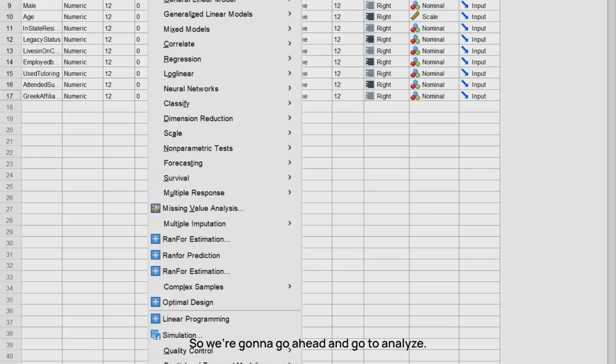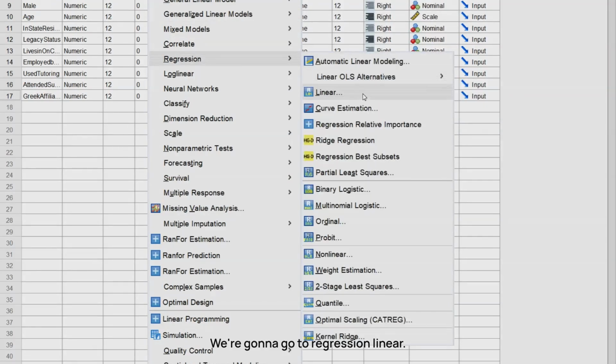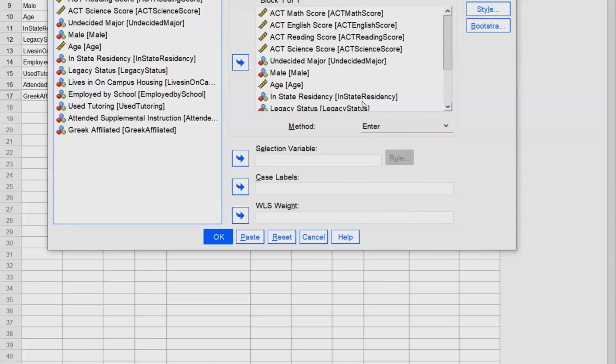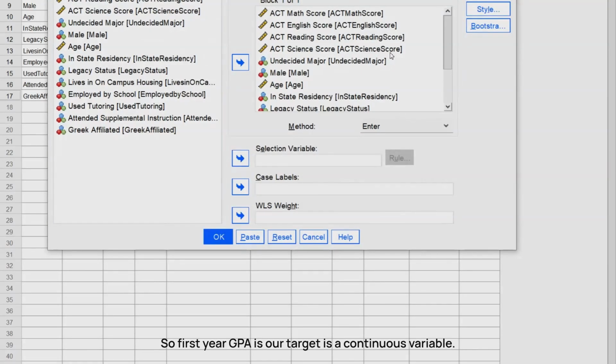So we're going to go ahead and go to analyze. We're going to go to regression, linear. And I already have these blocked in here. So first year GPA is our target, is a continuous variable. So this is the right fit.